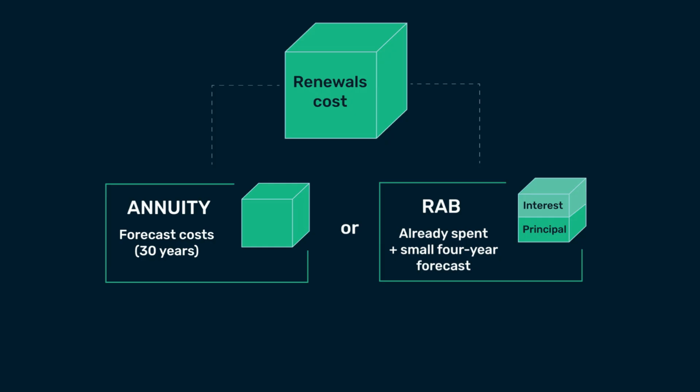With the RAB method, the annuity contribution building block is replaced by a building block for interest or return on capital, and a building block for principal or return of capital, sometimes called depreciation. Importantly though, these building blocks are based on what has already been spent on renewals, plus a small 4-year forecast period.